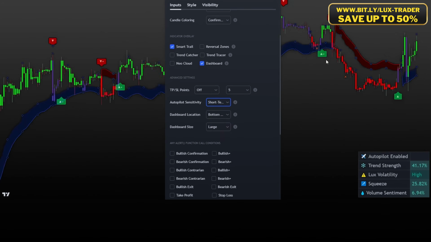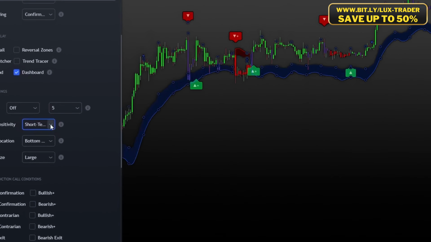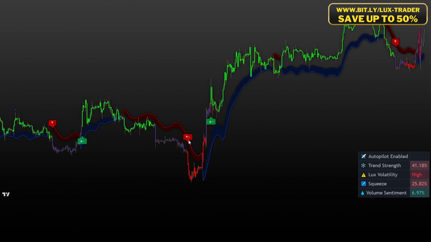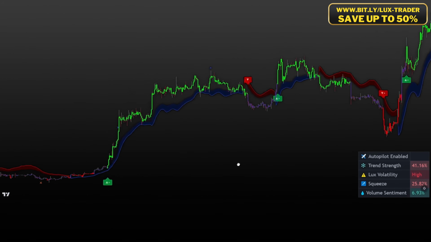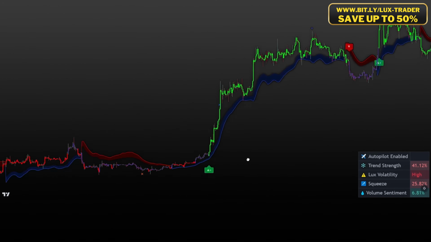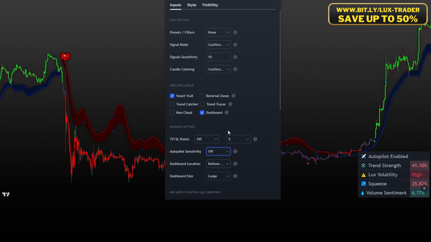We can choose in which frequency the signals are displayed. If we choose to use the short-term option, we get a lot more signals. And if we choose to use the long-term option, we get fewer signals. I am actually on the 4-hour time frame, so I personally would prefer to use the autopilot signals on long-term. You can see as I chose to use autopilot, when autopilot sensitivity is enabled, the recommended sensitivity will not appear on the dashboard and is replaced with an indication notifying us that autopilot is enabled. But let's turn off the autopilot mode again.